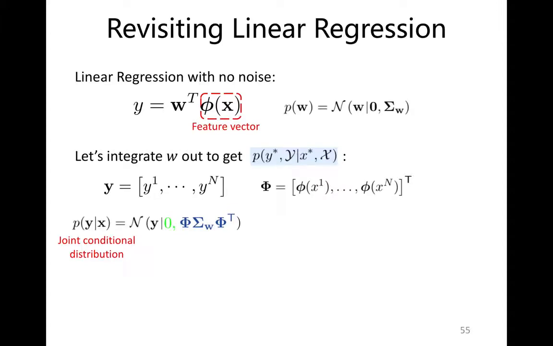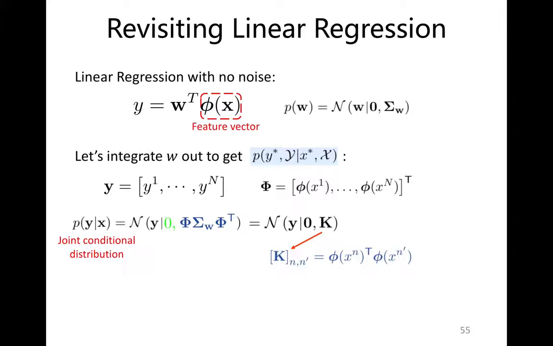So this would be the distribution of the joint conditional of all of the y's and all of the x's. Without loss of generality, I'm going to call this object K. So this K is a matrix of number of samples by number of samples, right?